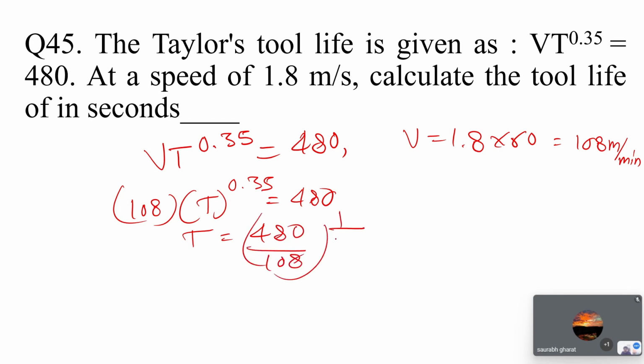Okay, divided by 0.35, because it is raised to alpha. So 1/35. Okay, so again simple random answer. So T will be 42 seconds. T will be 70.94 minutes. So what you're asking is in seconds, so just multiply this by 60.